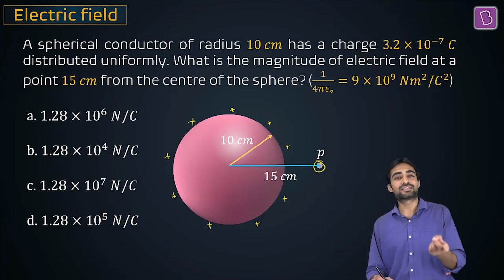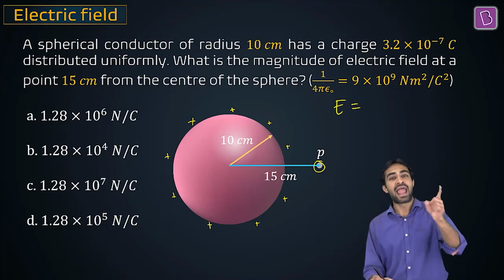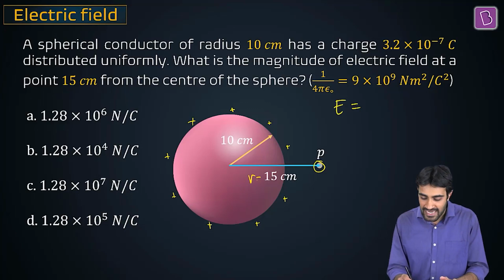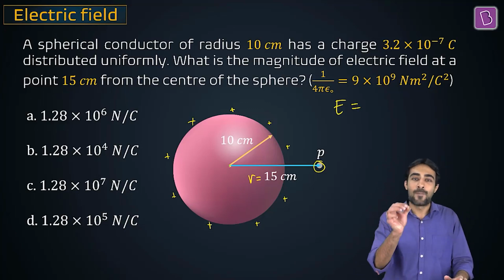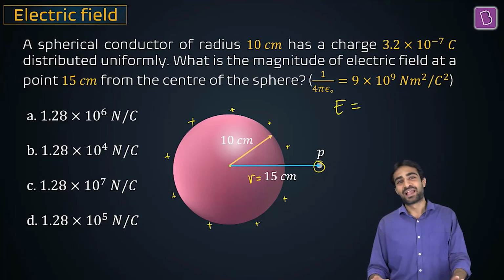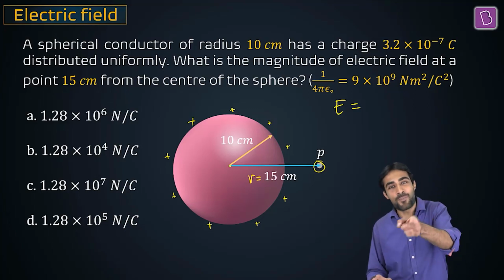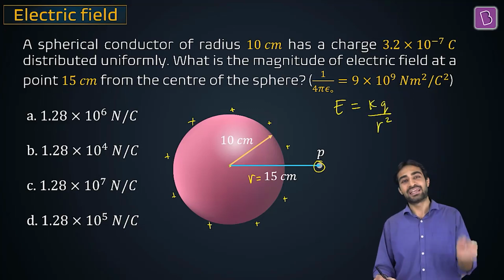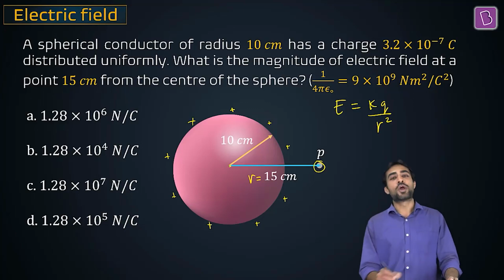So there is this point at a distance of 15 centimeter from the center. We can see this point is outside the sphere. What is the magnitude of electric field at this point? This is the question. Now let's say the point is at a distance r from the center. What do you think is the formula to calculate the magnitude of electric field? The formula is similar to the formula which we have learned for a point charge. The formula is kq by r square. Exactly, this is the formula, where r is the distance from the center to point P.